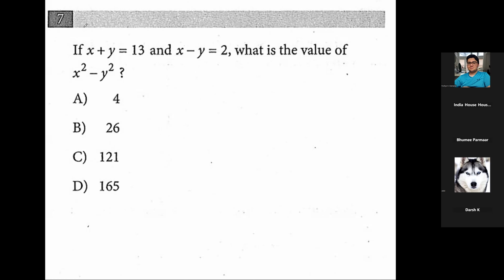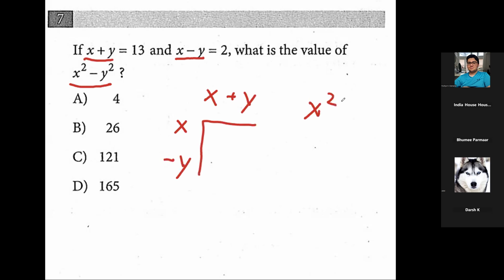Okay, so for question 7, we're told if x plus y is 13 and x minus y is 2, what is the value of x squared minus y squared? Well, since they're asking us for x squared minus y squared, and they've given us x plus y and x minus y, a simple thing you can do is that x plus y multiplied by x minus y is actually equal to x squared minus y squared.